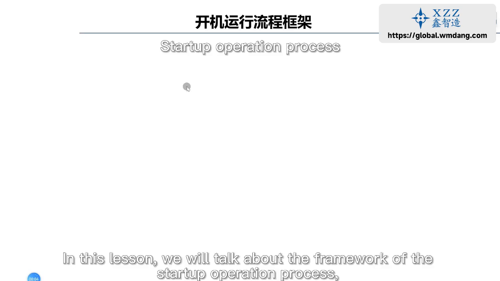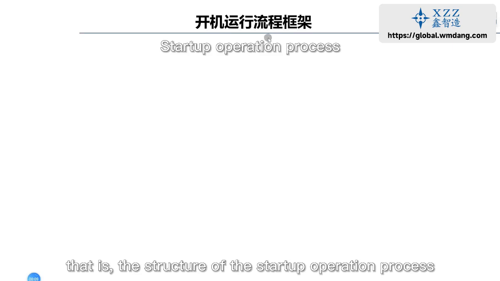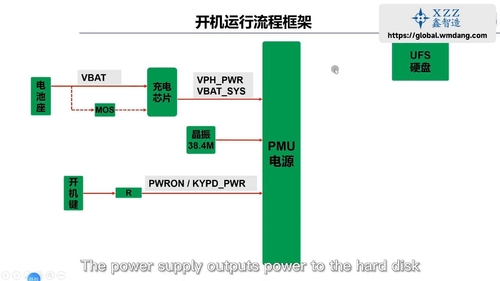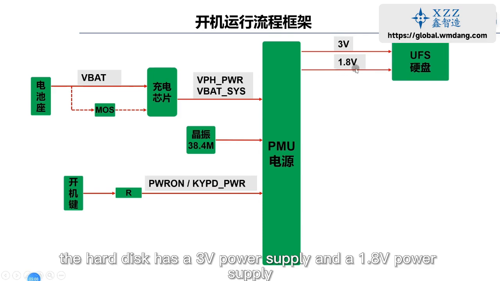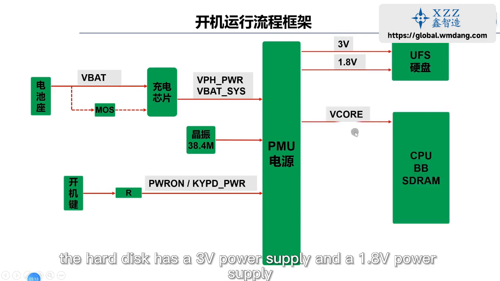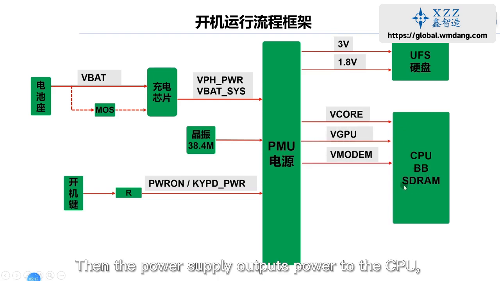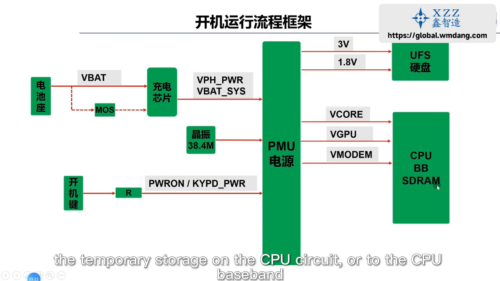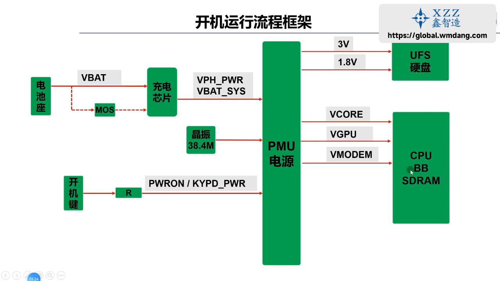In this lesson, we will talk about the framework of the startup operation process. That is, the structure of the startup operation process. Let's take a look. The power supply outputs power to the hard disk. For example, the hard disk has a 3 volts power supply and a 1.8 volts power supply. Then the power supply outputs power to CPU, the temporary storage on the CPU circuit, or to the CPU baseband.